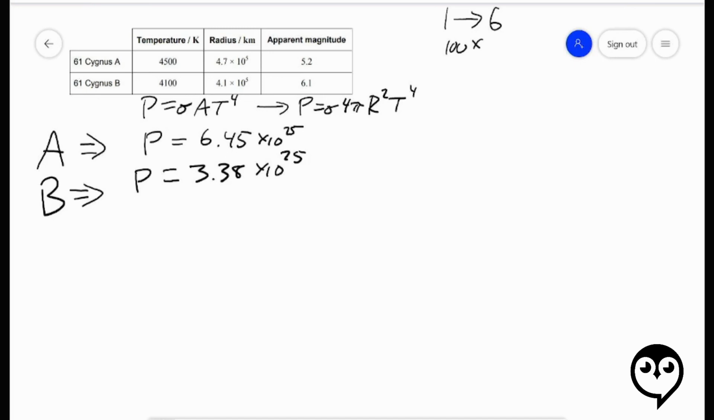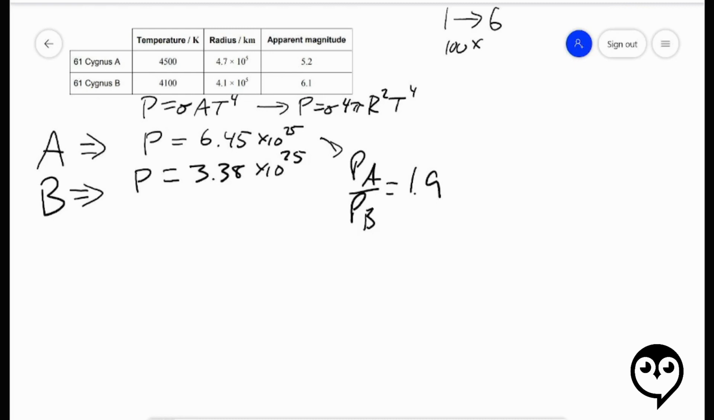Alright, so I've copied over the table, I've plugged some values into Stefan's law, as you can see here, and you can see that the power is a little bit larger for A. Okay, you could figure out by how much, we could divide the two. If you do a ratio of power of A over power of B, I get about 1.9.